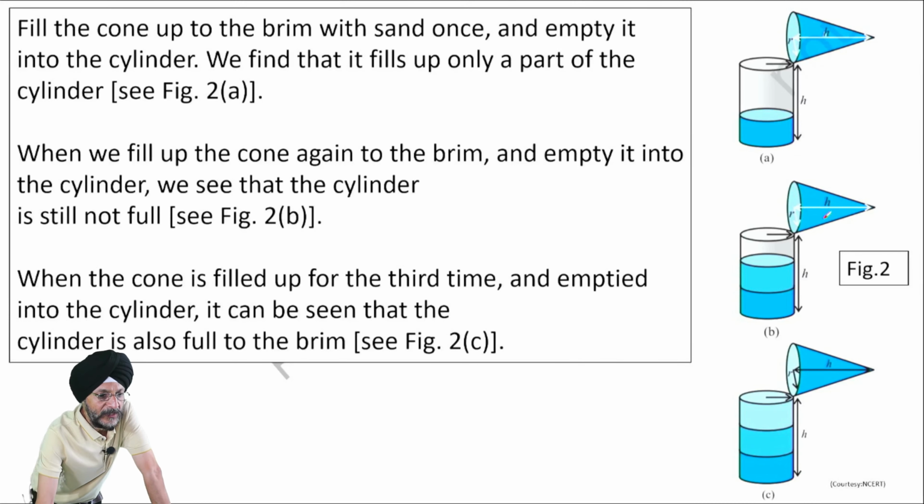Then we again do the same thing. We again fill the cone with the sand up to the brim and then again empty it into the cylinder. We again find that the cylinder is not fully filled. Then for the third time we repeat, we fill the cone with the sand and empty it into the cylinder. But here we will see that this cylinder is now totally filled.